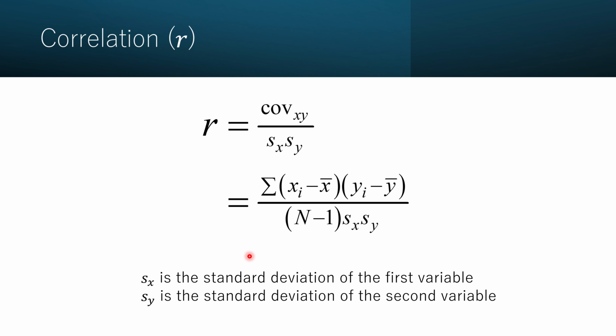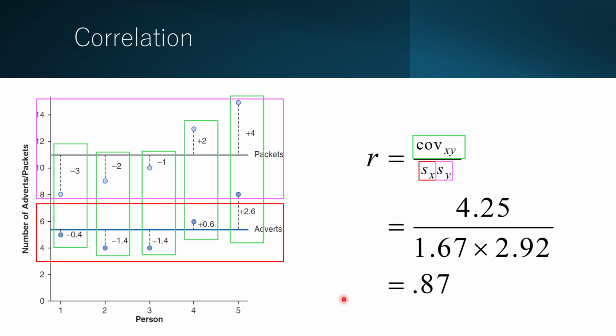The correlation formula is here again. This removes the unit and bounds the result between -1 and +1. We can calculate the correlation like this. Firstly, we calculate the covariance in the same way as mentioned before: -0.4 multiplied by -3, plus -1.4 multiplied by -2.